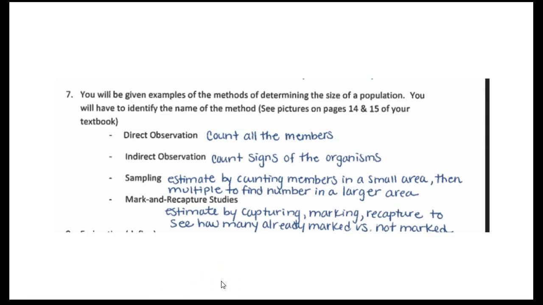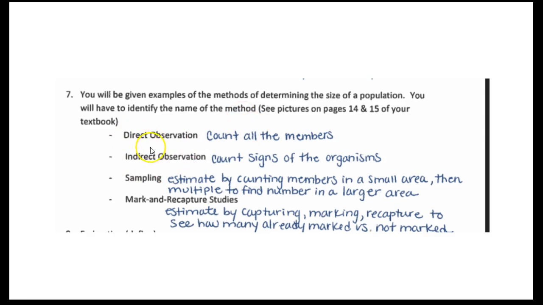Okay, for number 7, it says you will be given examples of the methods of determining the size of a population. You will have to identify the name of the method. Direct observation means count all the members. When you count all the members, you're actually observing the size of the population.